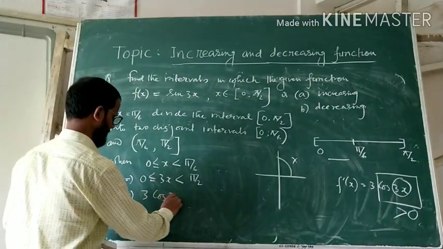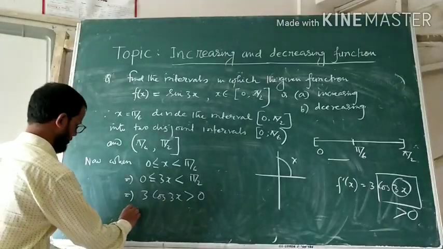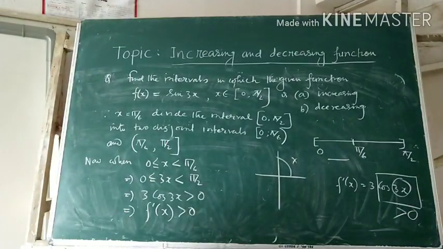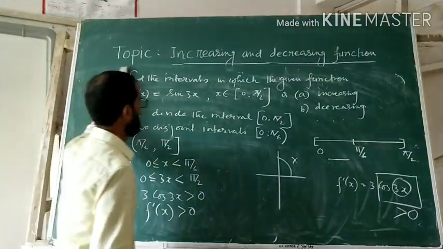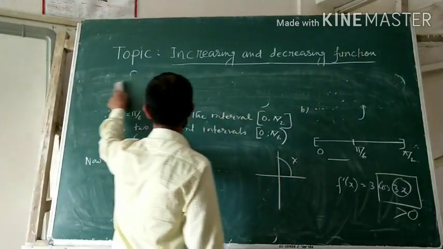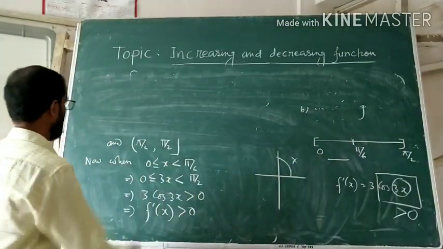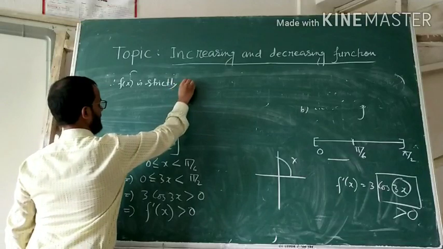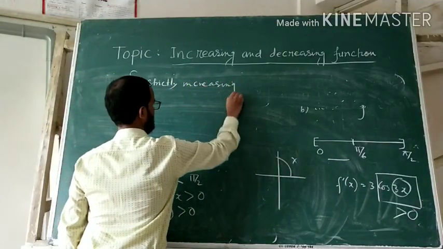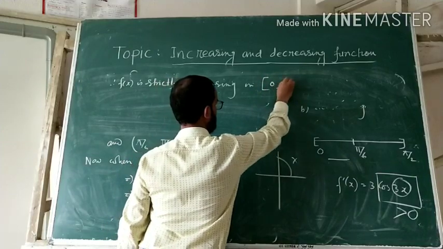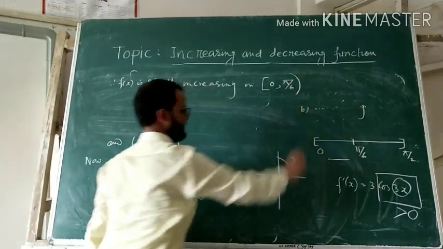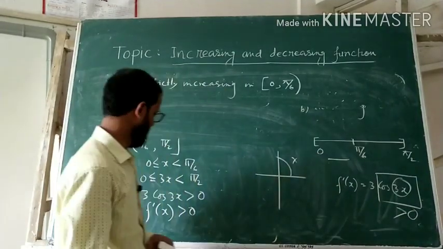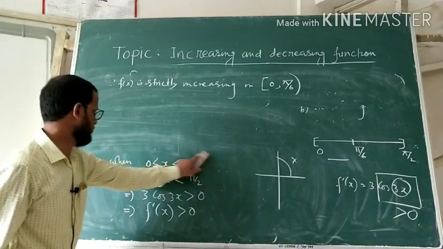So 3 cos 3x is greater than 0. So 3 cos 3x means f dash x is greater than 0. Okay, therefore you can say that f x is strictly increasing in the interval 0 comma pi by 6. The first part of the interval, in the first case, the function is strictly increasing in this interval. Now again case number 2.